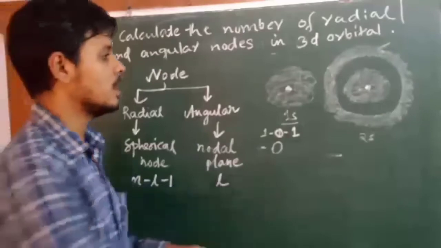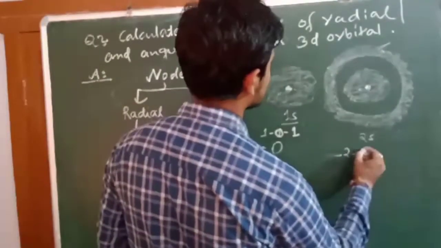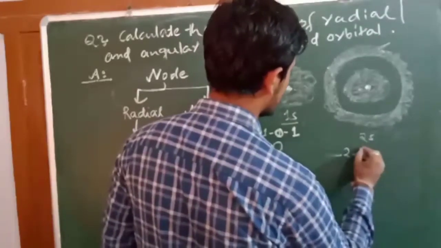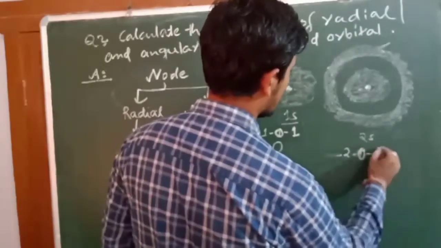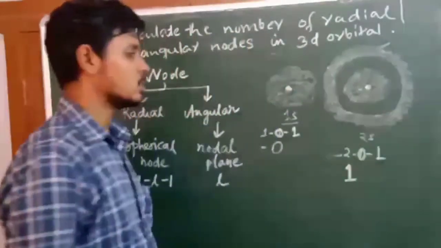no radial nodes. So if I consider the 2s orbital, the number of radial nodes will be n minus l minus 1, which equals 1. So there will be one radial node for the 2s orbital.